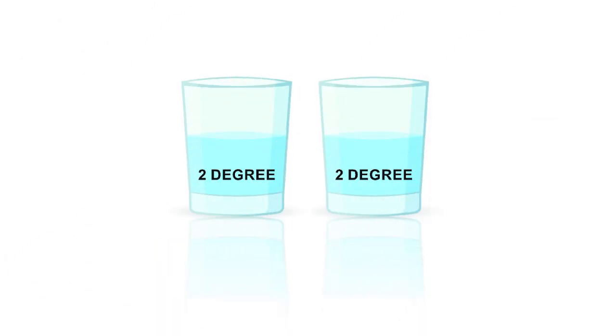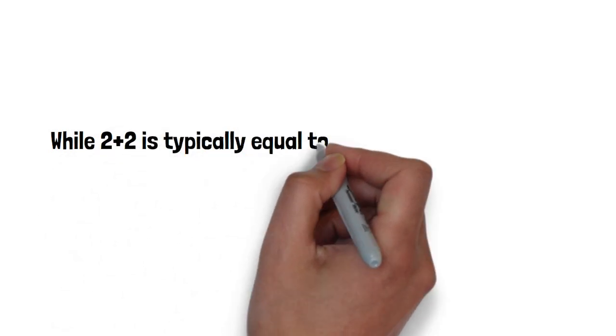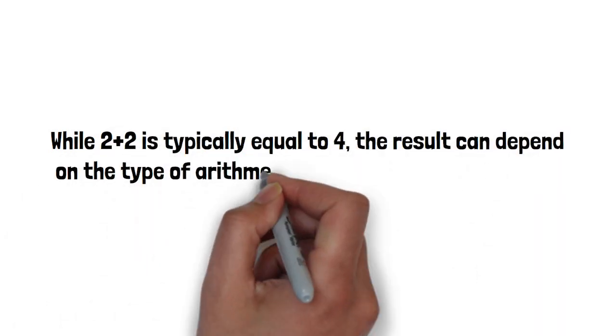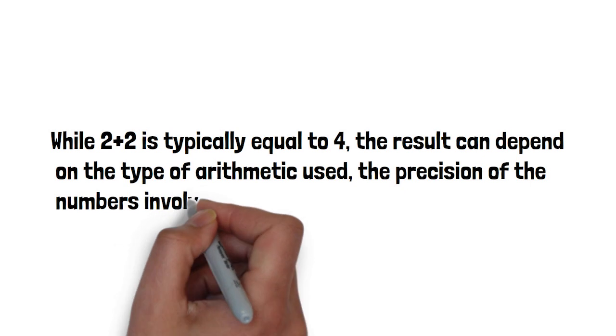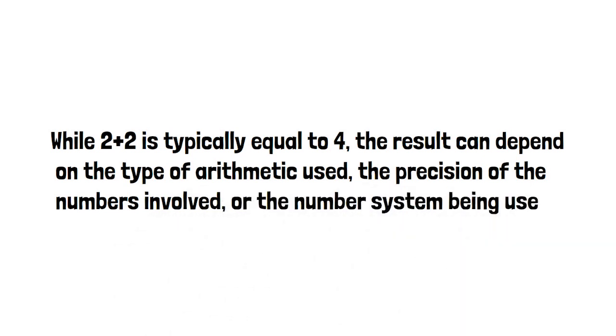It's important to recognize that the context in which the operation is performed can influence the result. For instance, if we take a glass of water with a temperature of 2 degrees and then take another glass of water with the same 2-degree temperature, it doesn't mean that the total temperature has risen to 4 degrees. The temperature is still 2 degrees for each glass of water. While 2 plus 2 is typically equal to 4, the results can depend on the type of arithmetic used, the precision of the numbers involved, or the number system being used.